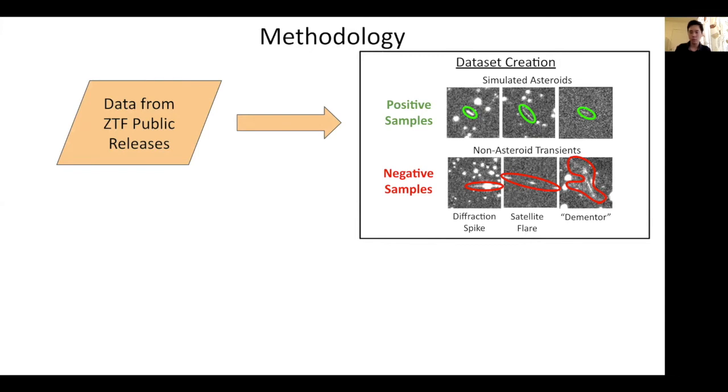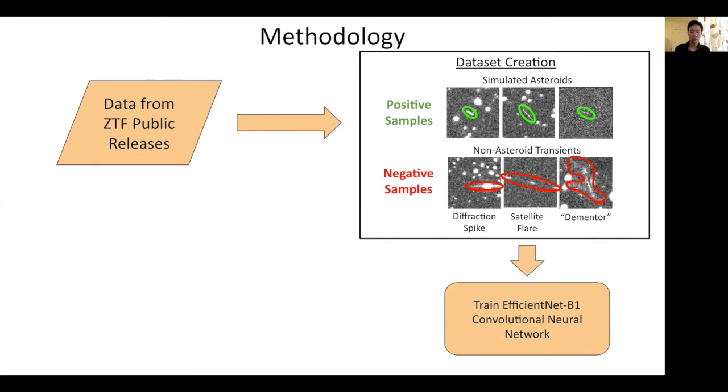Any transient that's not an asteroid is then used as a negative sample, and this includes artifacts like diffraction spikes or occurrences like satellites and noise. This dataset is used to train a convolutional neural network to differentiate between those two classes. In this work, I use a modified version of the EfficientNet B1 model, which is part of the EfficientNet model family and has a very high accuracy to computation ratio.